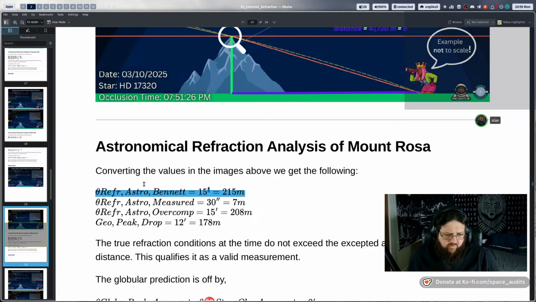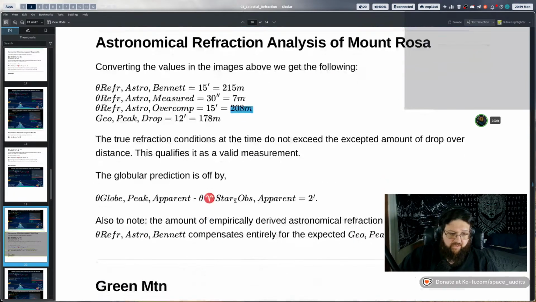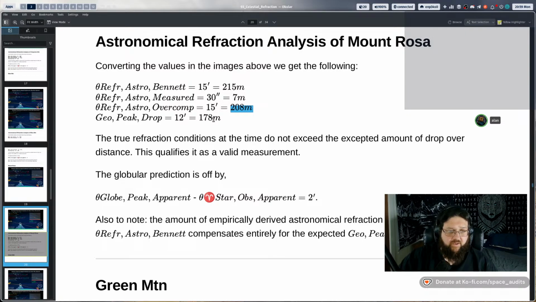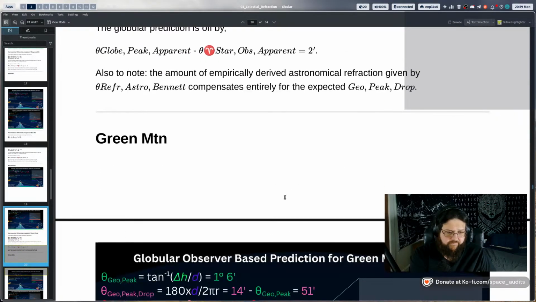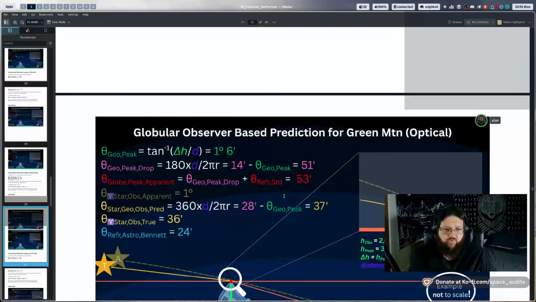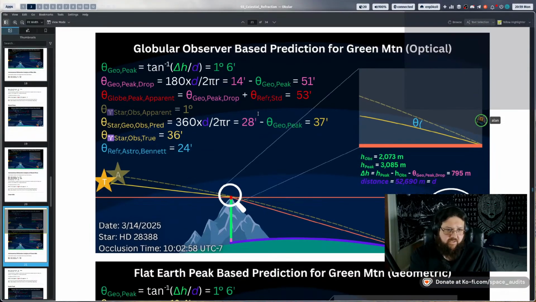Bennett gives 205 meters of lift to a 170 meter drop over distance prediction, so completely overshadowing that again. And then with the overcompensation, it ends up being 208 meters, relative to their 178 meter drop over distance. So the refractive conditions do not exceed the expected drop over distance. This qualifies it as a valid measurement. And we have here 2 arc minutes of separation for the apparent for the observer relative to the true position of the peak if there was drop over distance.